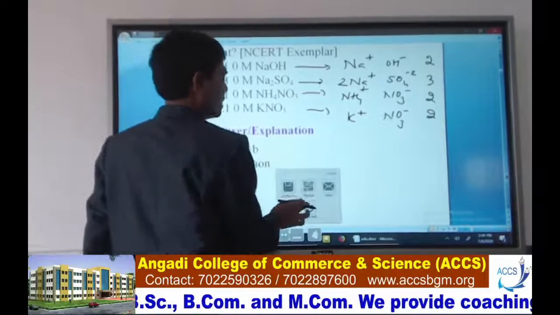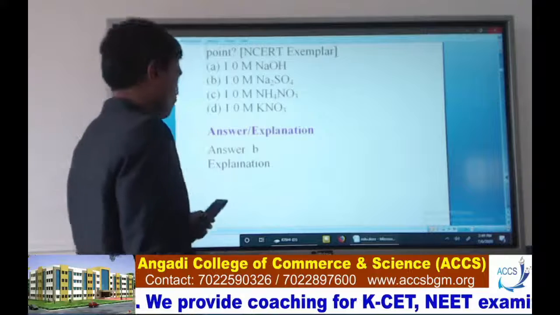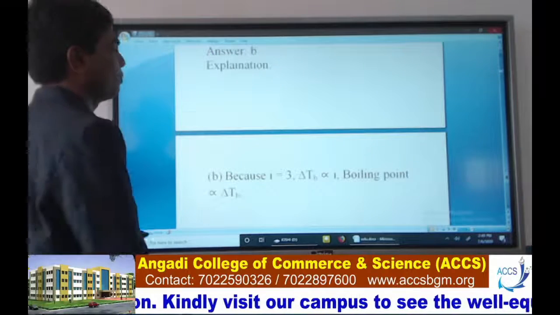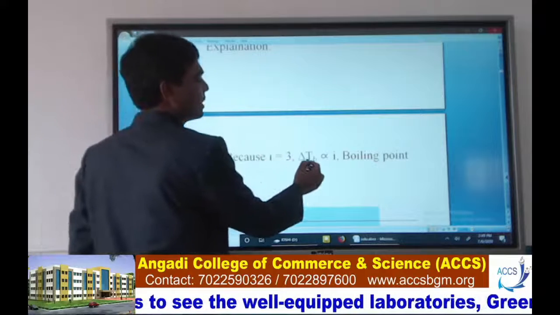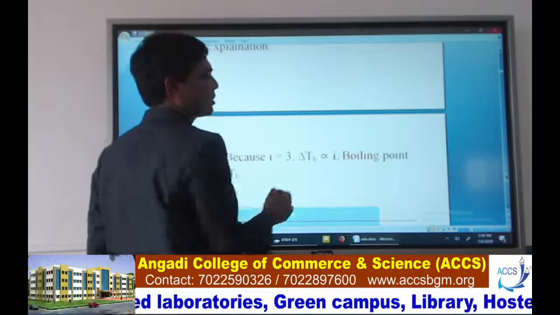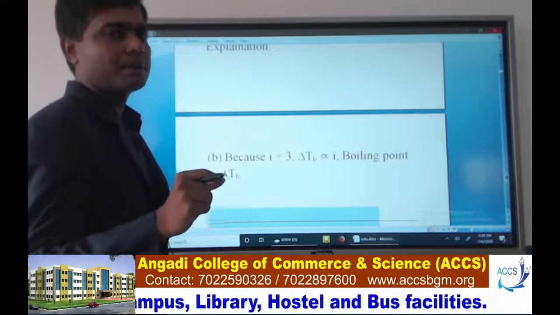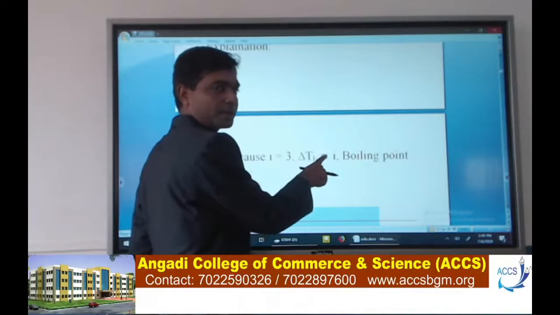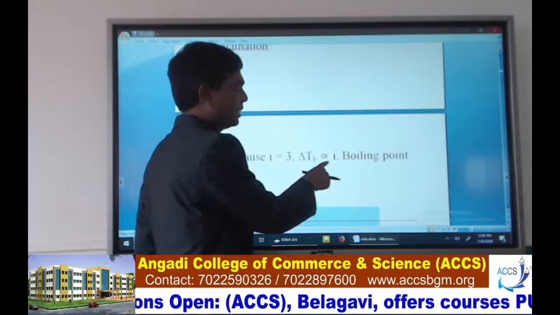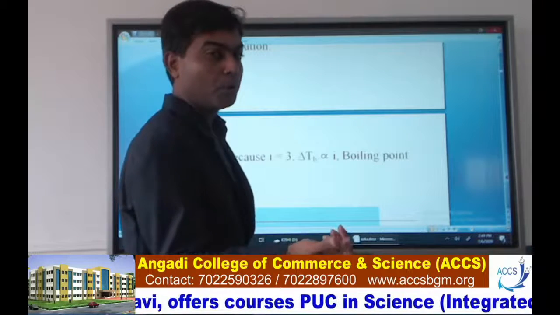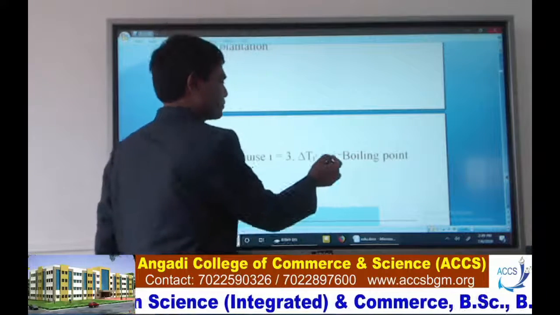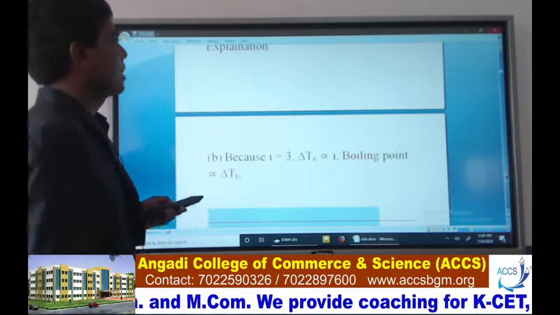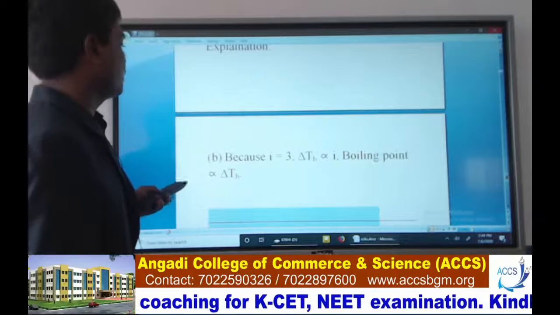Take that value as i and go for the Van 't Hoff factor. And what is that Van 't Hoff factor? All of you know, i is equal to 3. Delta Tb is proportional to i. Delta Tb means what? Delta means change, T means temperature, b means boiling, and it is also called the ebullioscopic constant. If you substitute there, it goes on increasing. Hence, the answer for this question is the second compound, that is Na2SO4.